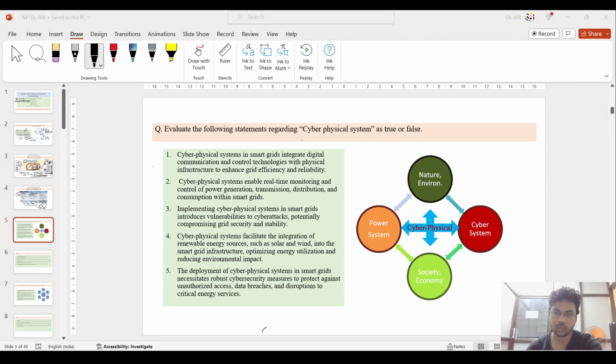Pradyuman, Shivna, you can also try this question. If you got this answer as true or false, you can also write in the chat box, or you can open your mic and tell at least two.